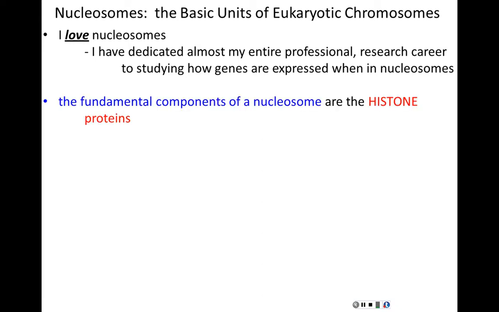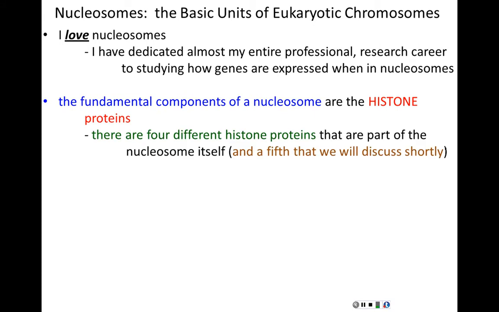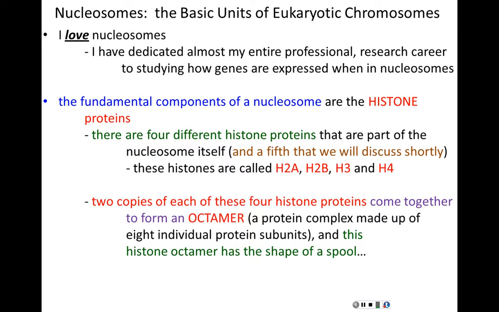in my research program. So nucleosomes are the most fundamental unit of packaged eukaryotic DNA, but nucleosomes are made of something. So what are nucleosomes made of? The fundamental components of an individual nucleosome are the histone proteins. There are four different histone proteins that are part of the nucleosome itself. There's also a fifth, which we'll talk about in just a minute or two. These four histone proteins are called histone 2A, histone 2B, histone 3, and histone 4. For short, we refer to them as H2A, H2B, H3, and H4.